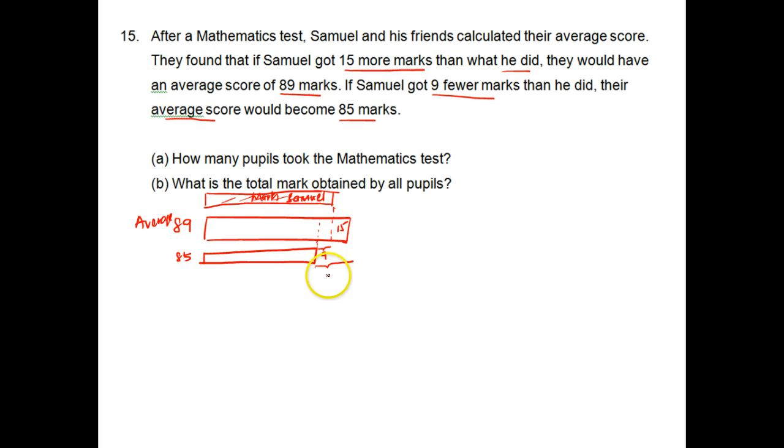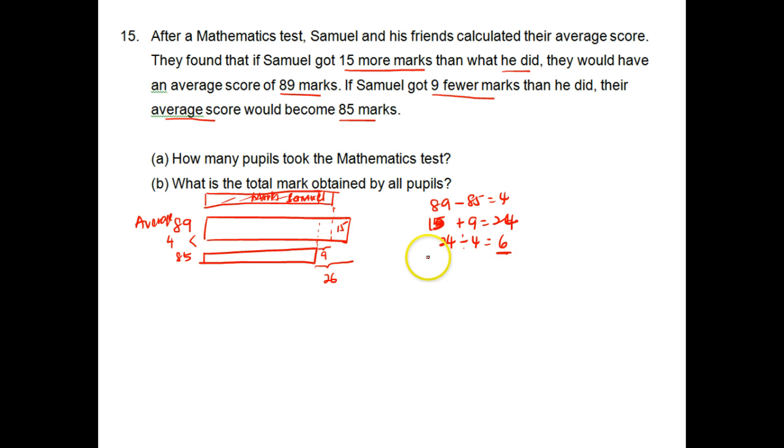So here we know the gap is 4, which is 89 minus 85. 15 plus 9 is 24. So 24 divided by 4 is 6. So now I want to find the number of pupils who took the test. 6 pupils took the test.